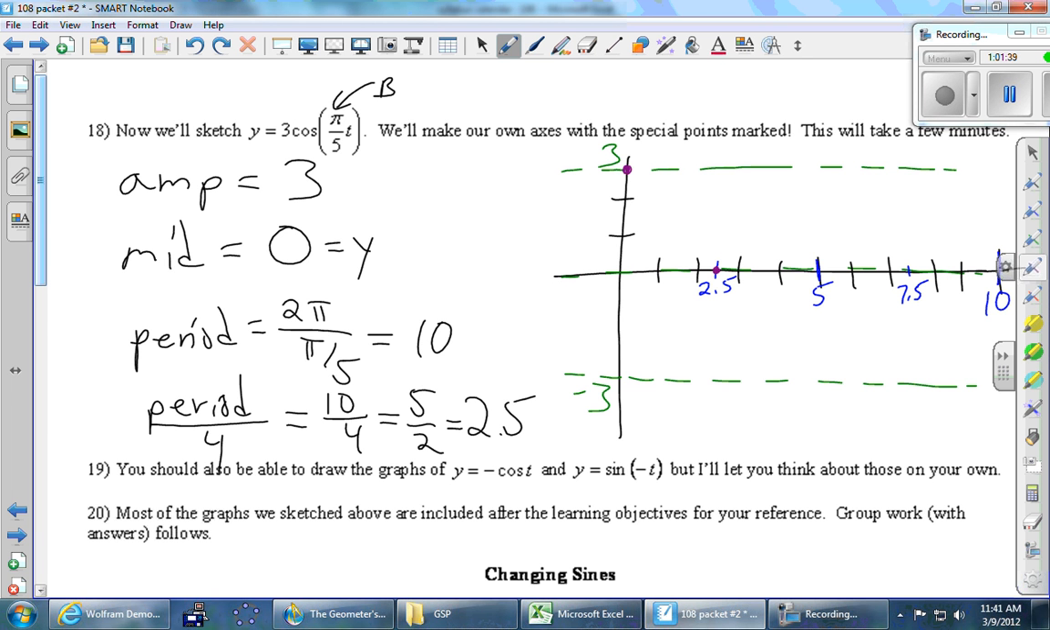Okay, next point. It's either at the top, the middle, or the bottom. Where is it? It's going to be at the bottom. What's the x? Is it 5? So there's my bottom point. Next point, top, middle, or bottom. It's going to be at the middle at 7.5. And the last point is at the top. It happens at 10. And then we connect the dots with a smooth curve. I'm trying. I'm not smart enough to do it complicated.